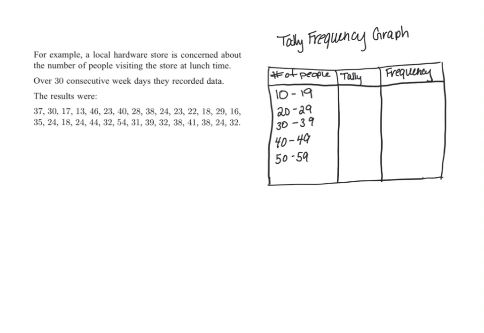So we need to go through and see how many times the number of people falls between 10 and 19. Well, let's see, we have 17, 13, 18, 16, and there's 37. Sorry, my cursor was blocking it. Let me erase that. 18's right there. So 1, 2, 3, 4, 5. So it happens 5 times. In our tally, we'll say 1, 2, 3, 4, 5, and then our frequency would be 5.